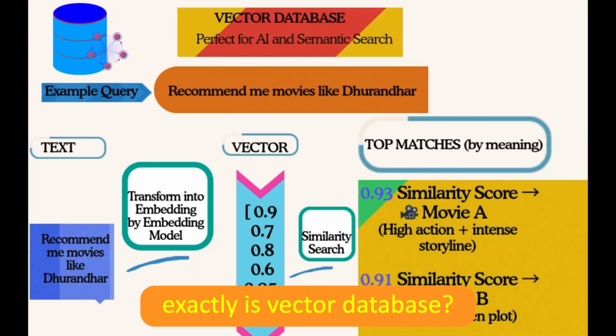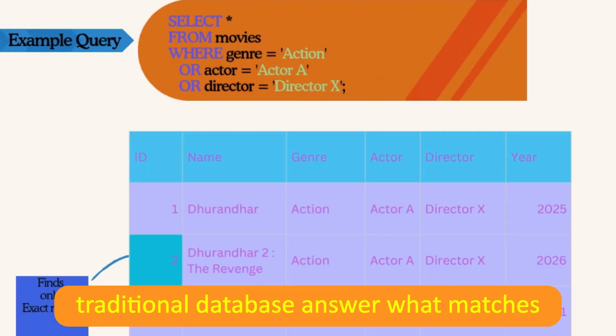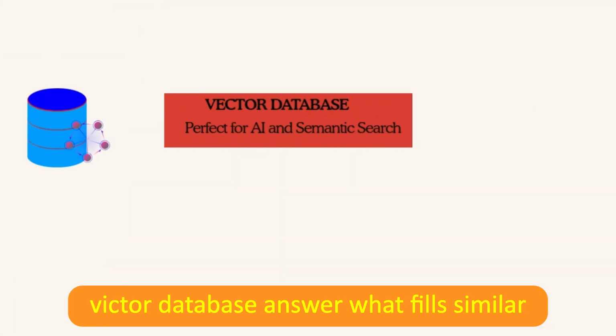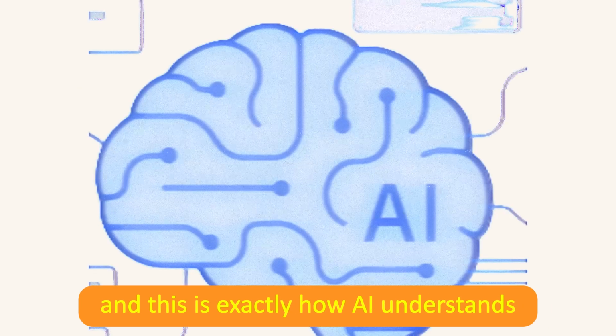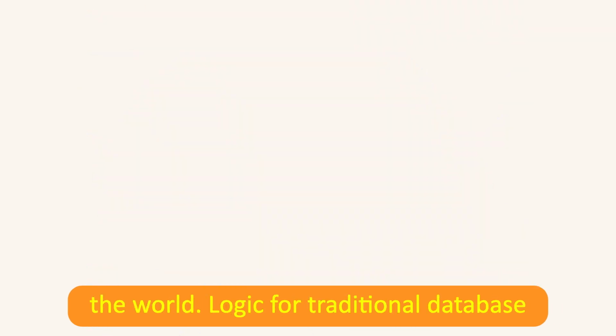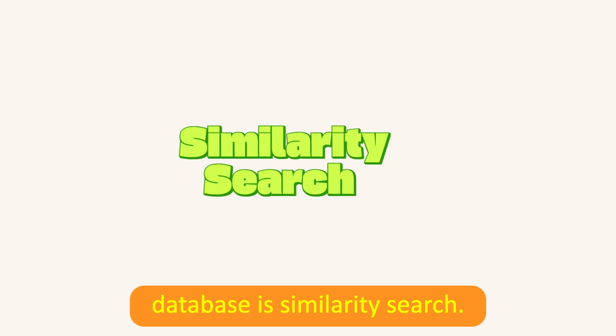What exactly is a vector database? If a traditional database answers what matches, a vector database answers what feels similar. And this is exactly how AI understands the world. The logic for a traditional database is keyword matching, whereas for a vector database it is similarity search.